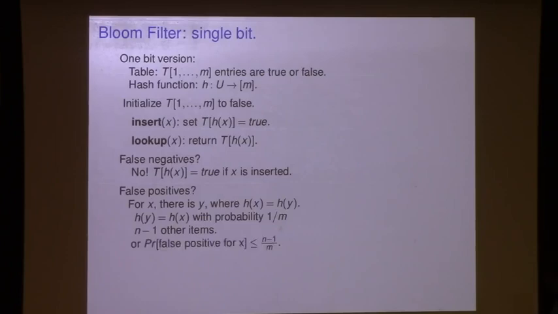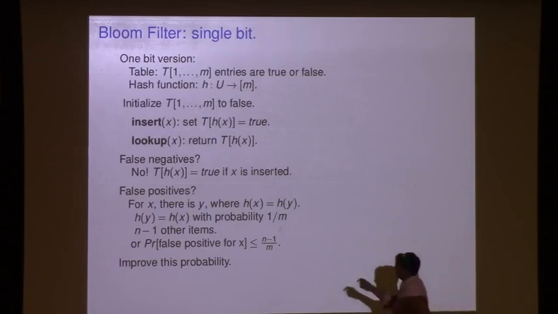So the probability of a false positive for x is less than, this is the union bound again, the number of bad things that could happen times an upper bound on the probability of a bad thing. So that's n minus 1 times 1 over m. We get that the probability of a false positive for x is at most n minus 1 over m, which looks like n over m. So how might you improve this?